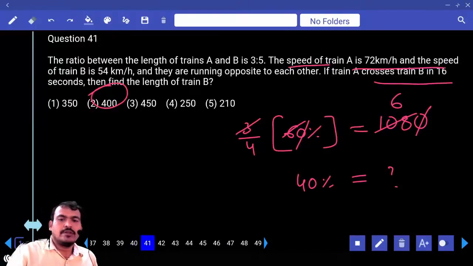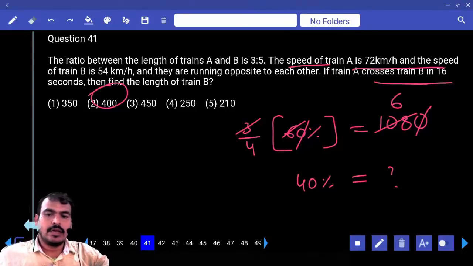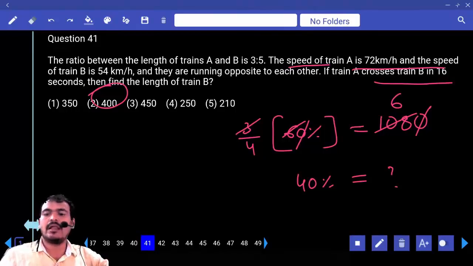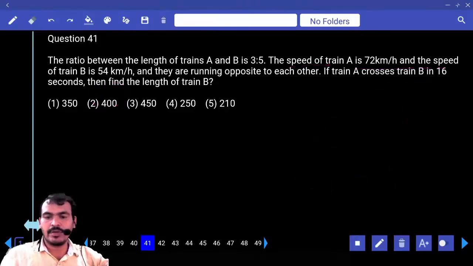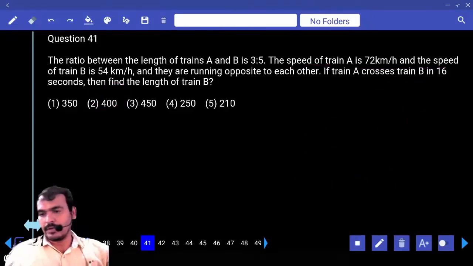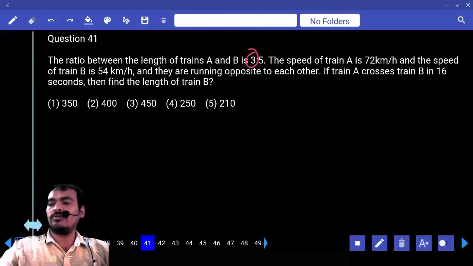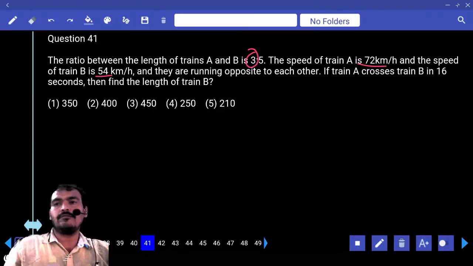Next question number 41. The ratio between the lengths of trains A and B is given as 3:5. The speed of train A is 72 km per hour and the speed of train B is 54 km per hour, and they are running opposite to each other. If train A crosses train B in 16 seconds, what is the question here? Length of train B or train A? Train B. What is the speed of the first train? 72. Second train speed 54.